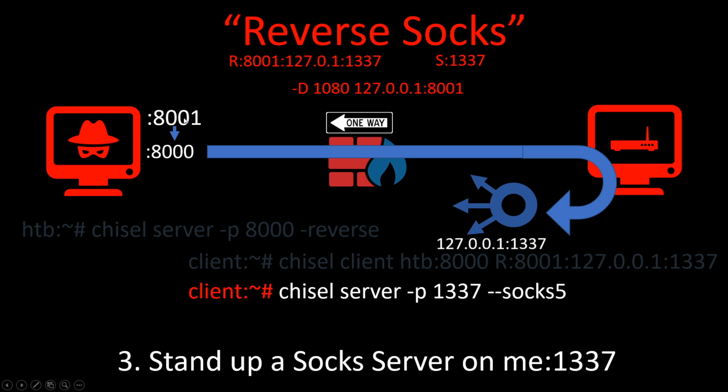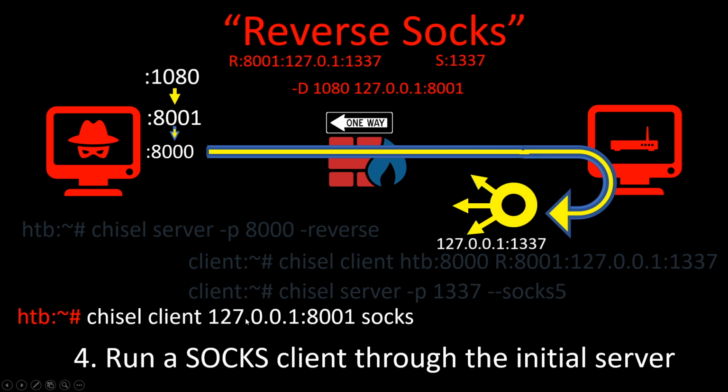And now anything we send over port 8001 goes through this tunnel and hits the Chisel server. So that means back on our box, we can run a Chisel client on localhost and point it to 8001 and go through, and then we get the socks client. So let's just look at exactly how this works and what benefit this provides to us.